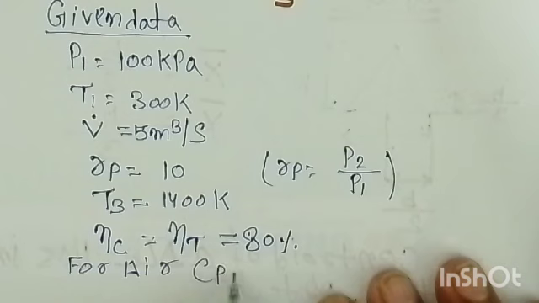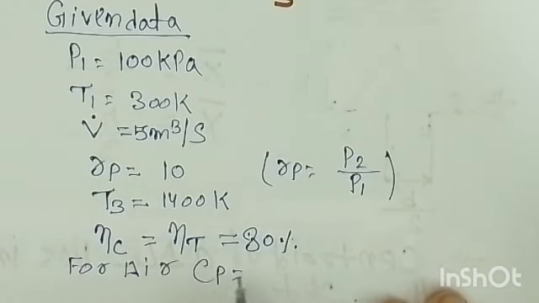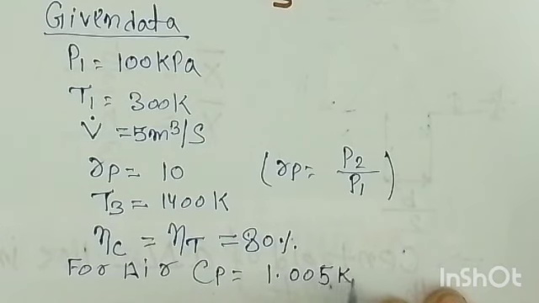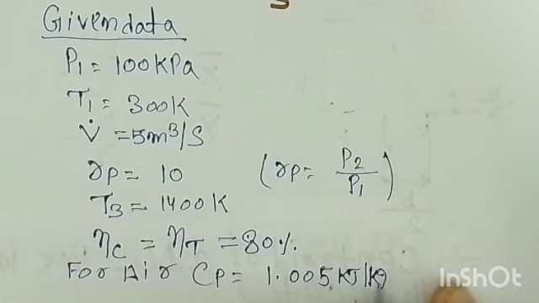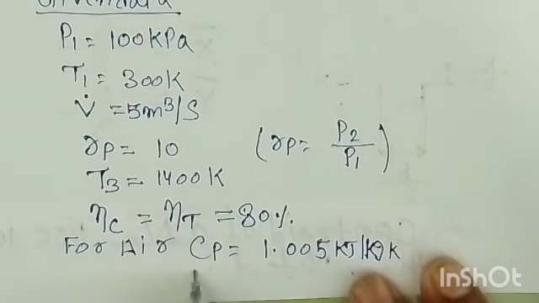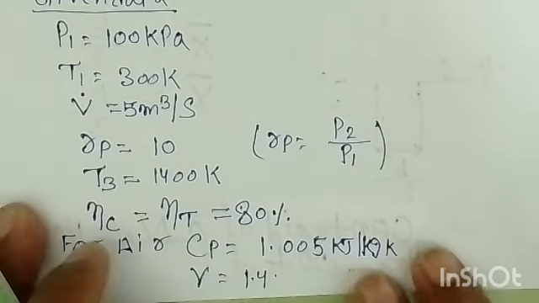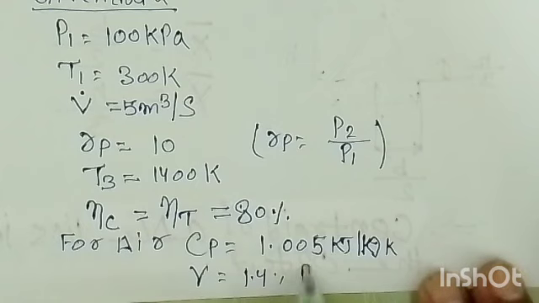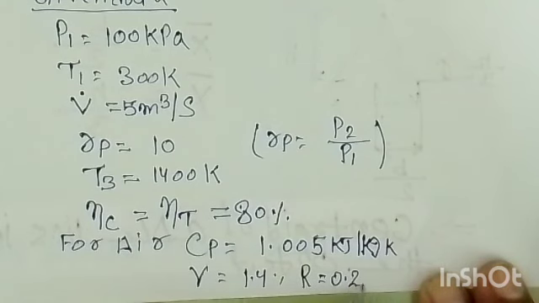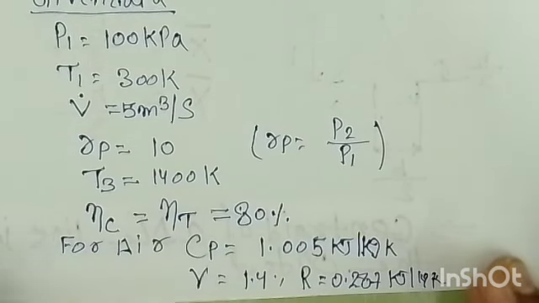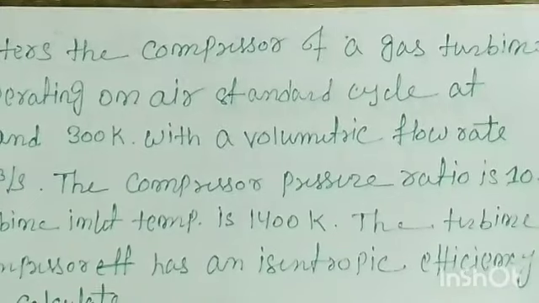specific heat at constant pressure is 1.005 kilojoule per kg Kelvin, right? And the adiabatic constant, gamma, is equal to 1.4, right? And the gas constant, you can write that R is equal to 0.287 kilojoule per kg Kelvin. This data you should remember right now. So this is what we have, we have written the given data.